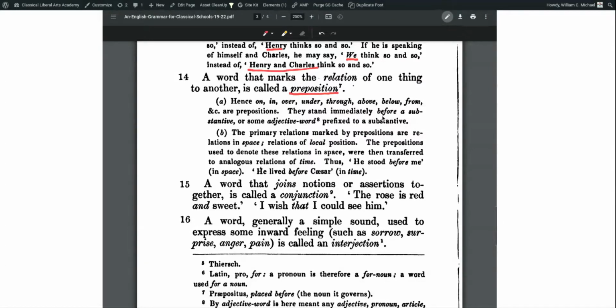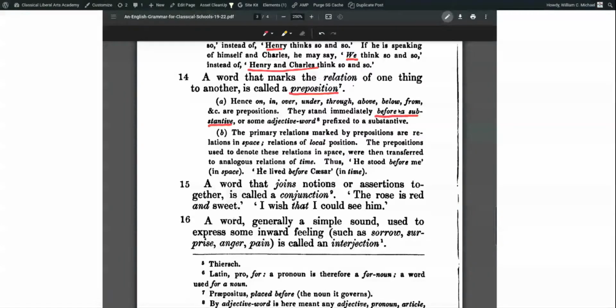They stand, and this is important, before a substantive or some adjective word, which is prefixed to a substantive. Before a substantive, placed before, is what the word preposition means. Preposition means placed before. It's a word that marks the relation of one thing to another, and it is placed before the substantive or adjective that it refers to. Okay, that's what a preposition is. And these examples give you a good idea of what a preposition is.